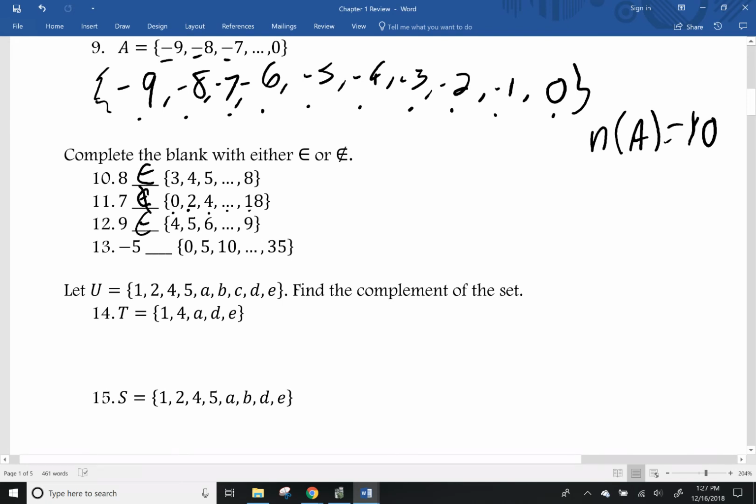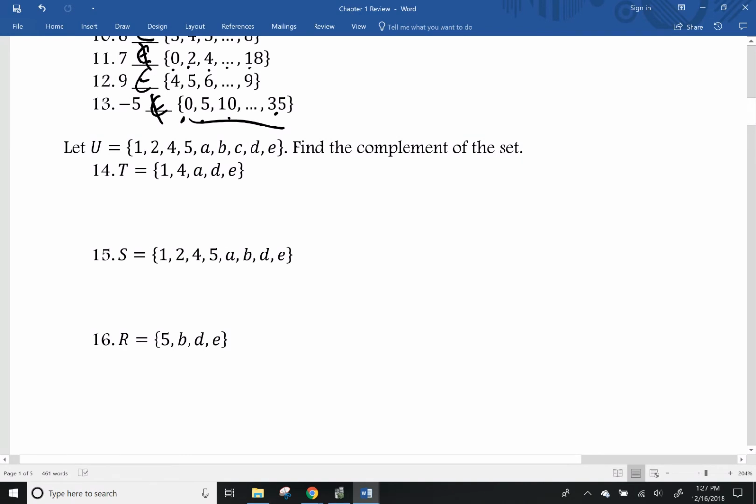And then number 13, this is a little tricky, but we go 0, 5, 10, and all the way up to 35. So it does go by 5s, but this is -5. And since we start at 0, it doesn't seem like we're going to go into the negatives at all. We go 0, 5, 10, and we're going upwards in this set. So no, it doesn't seem like -5 will be in that set. So we'll say not an element.